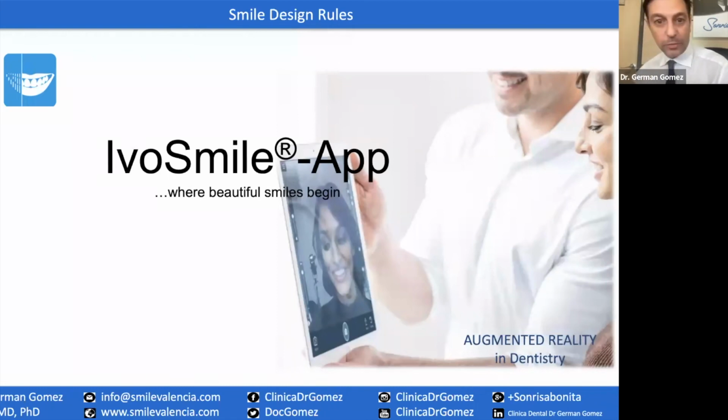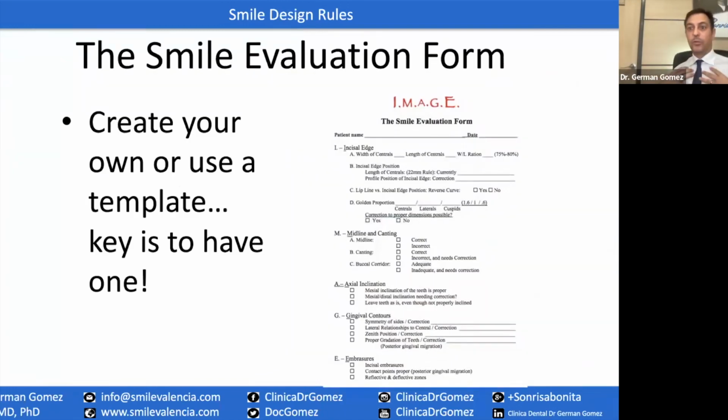Okay, one of them is Ivor Smile. I use it now a lot with my patients just to sell. These things are nice to sell, but we have to know what we want to change. We have to analyze what's not okay, and follow a path.